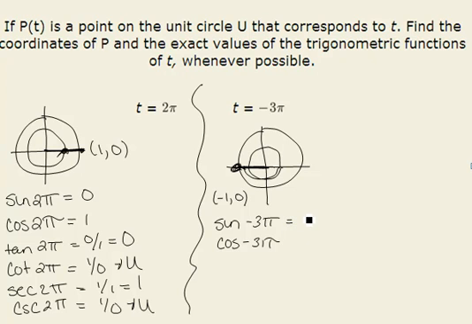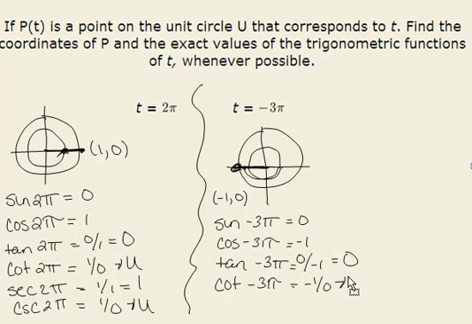The sine of negative 3 pi is equal to 0, and the cosine of negative 3 pi is equal to negative 1. We can now use the same process to investigate the tangent of negative 3 pi and the cotangent of negative 3 pi. Tangent is sine over cosine, or 0 over negative 1, which gives us 0. Cotangent is a ratio of cosine over sine, which is negative 1 over 0, which is again undefined.